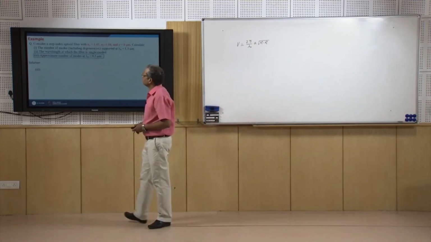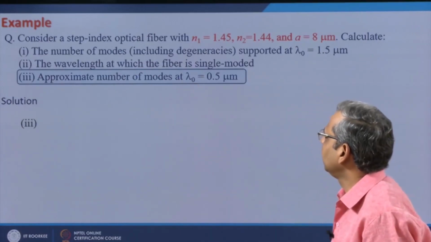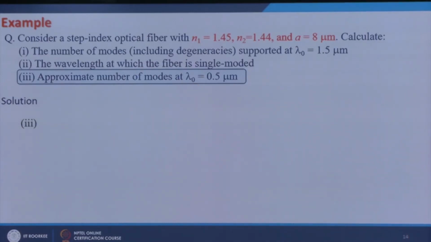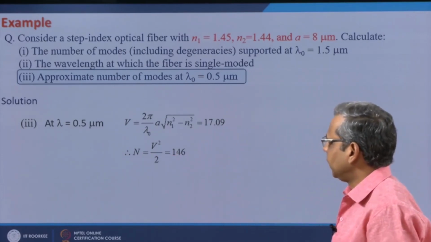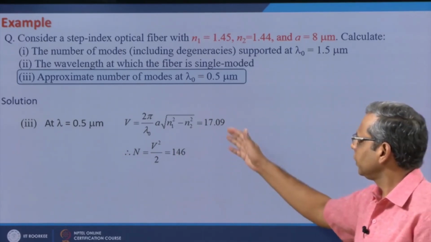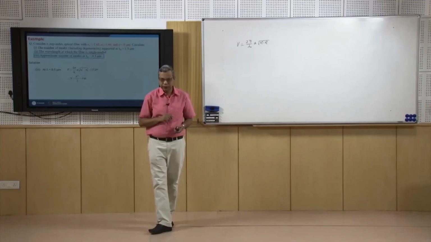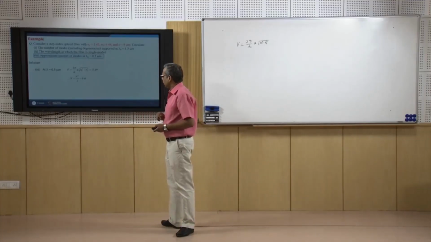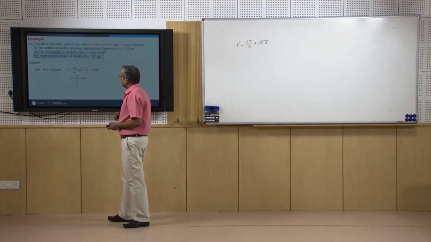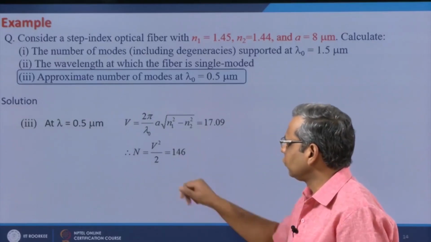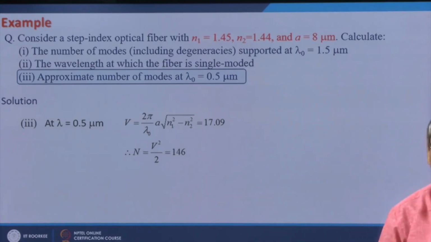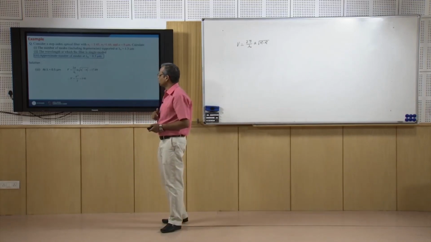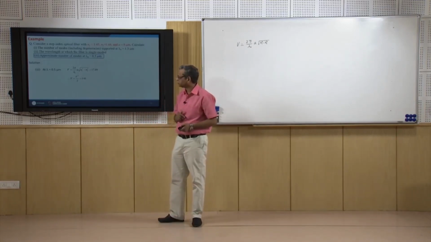Third part is the approximate number of modes at lambda naught equal to 0.5 micrometer. So, I again calculate the value of V at 0.5 micrometer, and it comes out to be about 17, which is much larger than 1. Then I can find the approximate number of modes by V square by 2, and it comes out to be about 146. So, this fiber will support 146 modes.